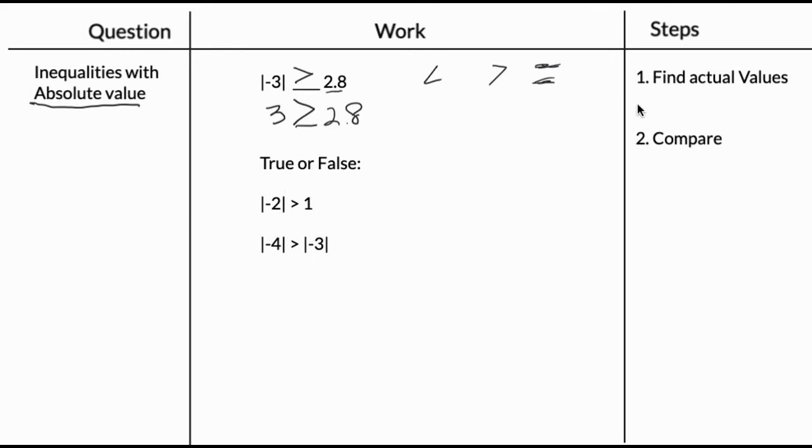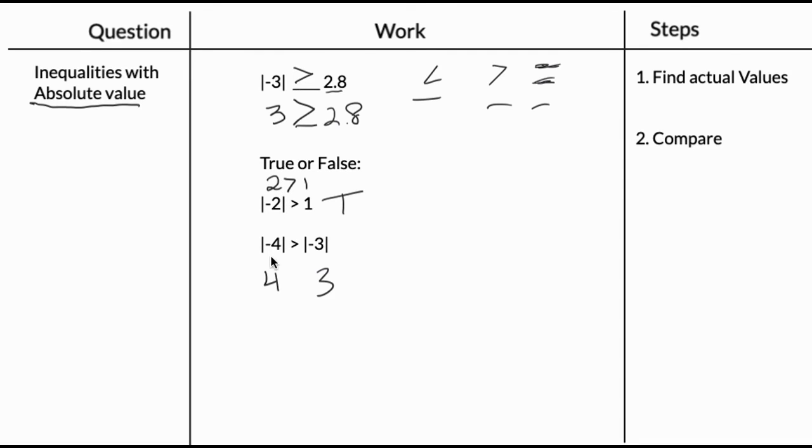In this one here, again, we're finding the actual value. This first one, the absolute value of -2 is just positive 2. The absolute value of -4 is just positive 4. The absolute value of -3 is just positive 3. So now all we're doing is figuring out which symbol here goes in between these numbers. We know 2 is greater than 1, so that makes this true.